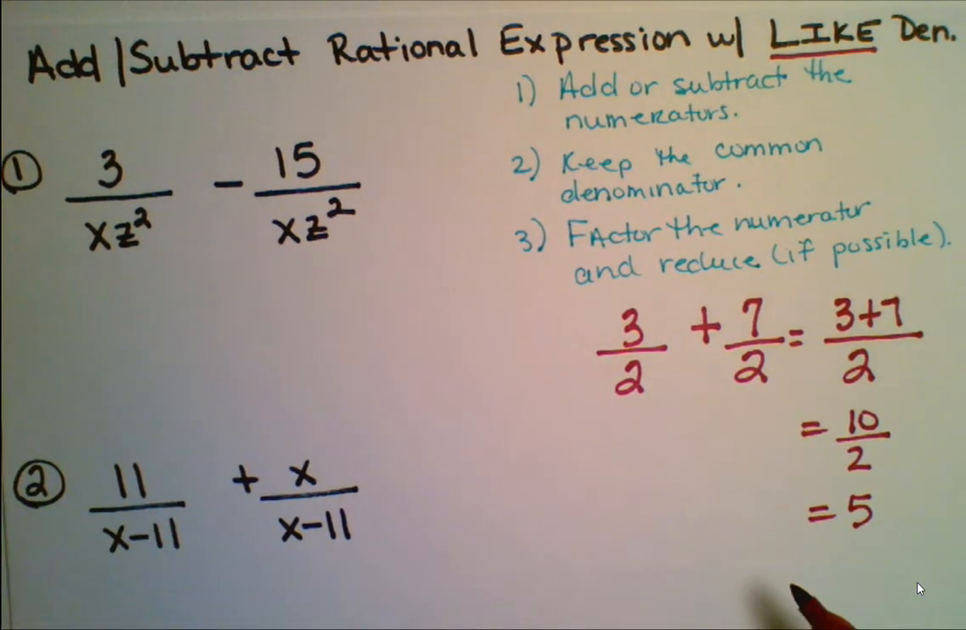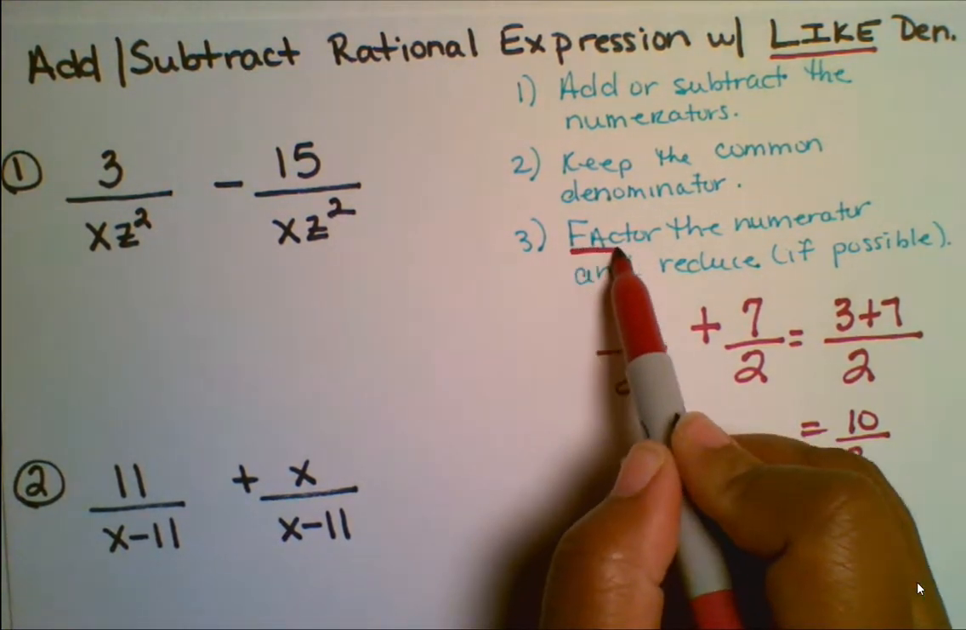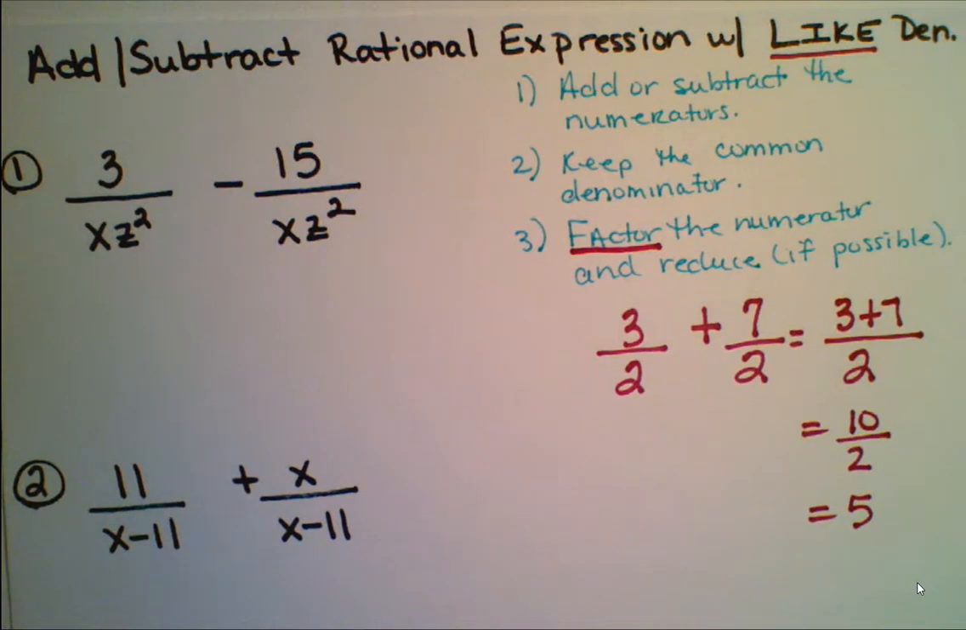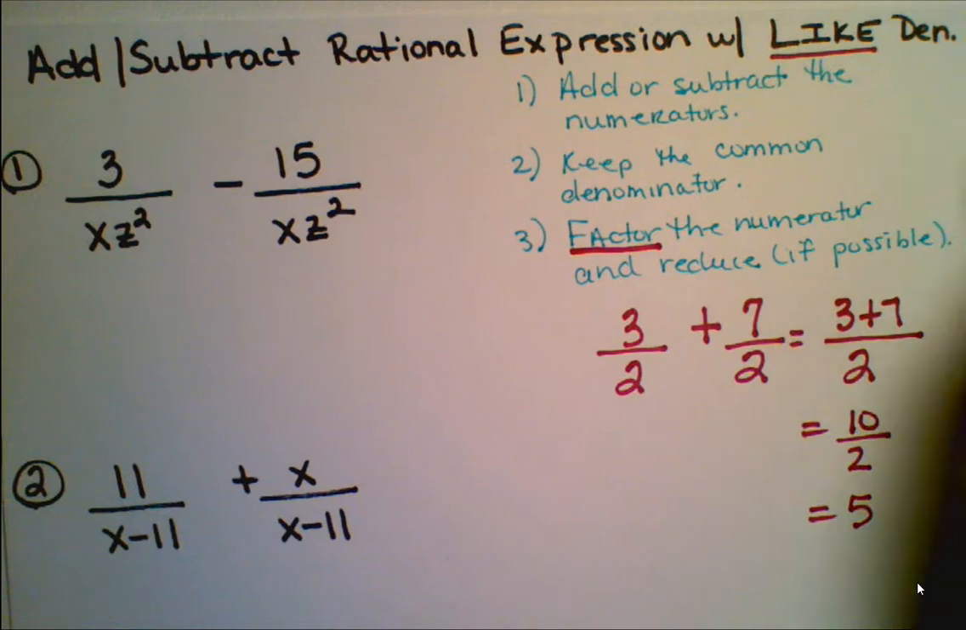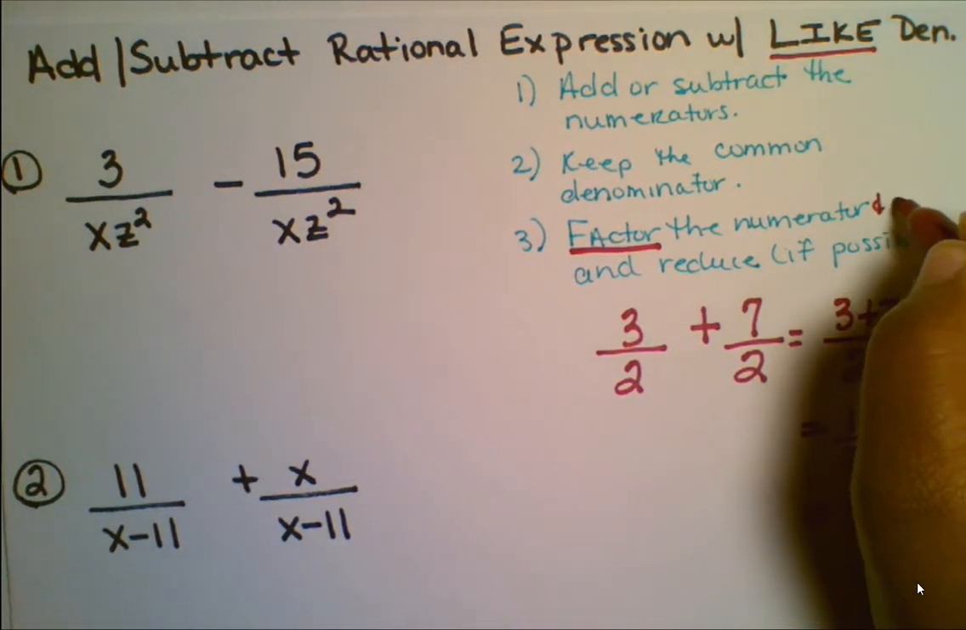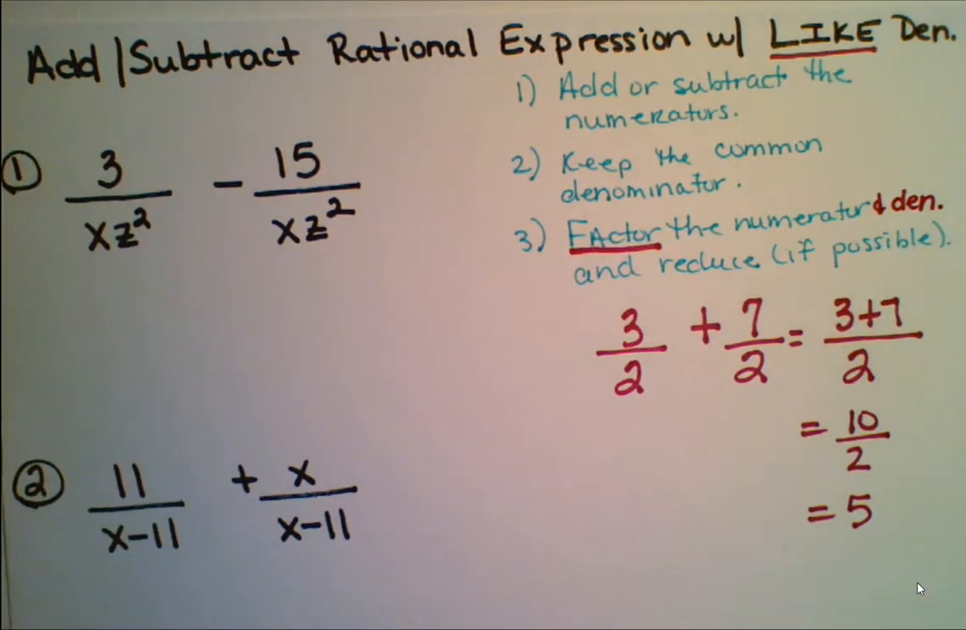What's different for rational expressions is that we're going to factor. If it's possible, factor the numerator, and also, if possible, we'll factor the denominator as well. So let's look at the first question.